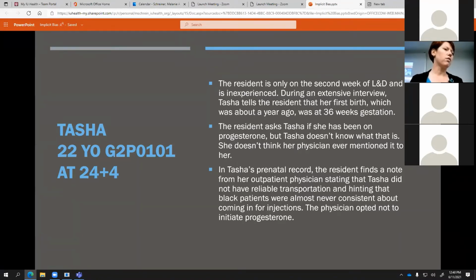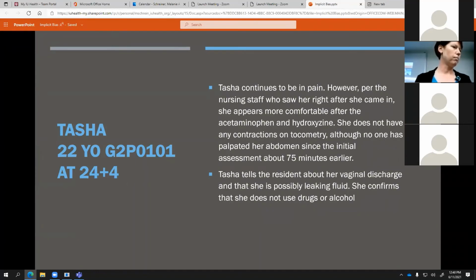She doesn't think her physician ever mentioned it to her. Interestingly, in Tasha's prenatal record, the resident finds a note from her outpatient physician stating that Tasha did not have reliable transportation and hinting that Black patients were almost never consistent about coming in for injections. The physician opted not to initiate progesterone.